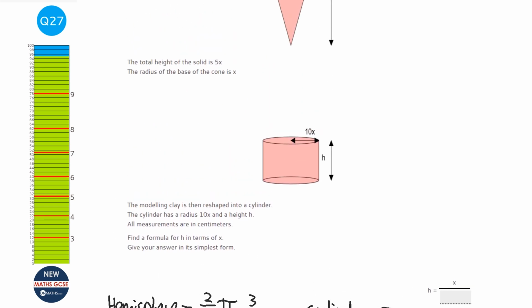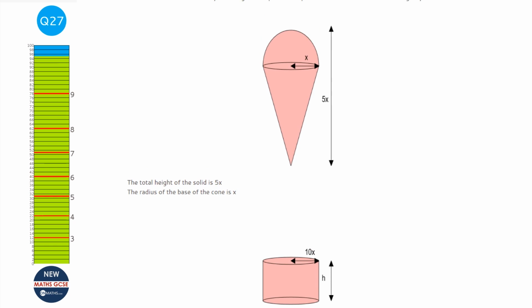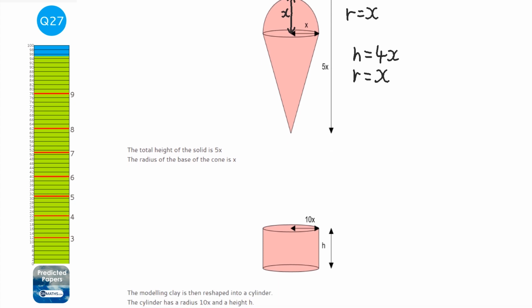Okay, now we need to find out what the bits are. So for the hemisphere, we just need r. Well, that's quite simple because r is just going to be x. It's the radius of the hemisphere. Now what's more difficult is to work out the height of the cone. Well, if the radius across to the right is x, the radius of the circle up is also going to be x. So we know the height of the cone is going to be 4x because one of those x's is used on the hemisphere. We know the radius of the cone is going to be x because it's stated at the top. So let's keep going. The radius of the cylinder is going to be 10x, and the height is just labeled as h, so that's nice and simple.